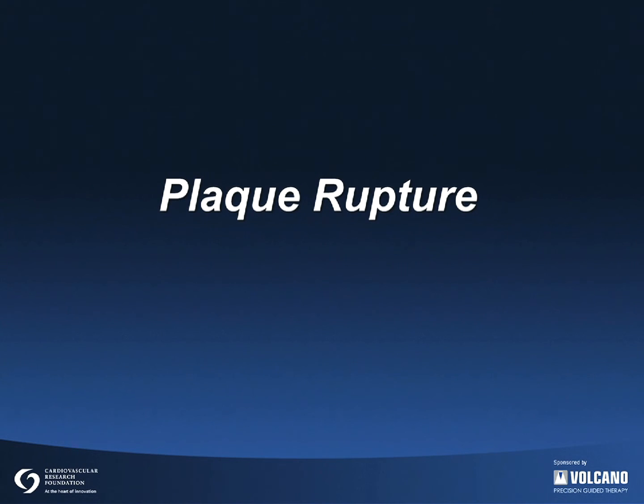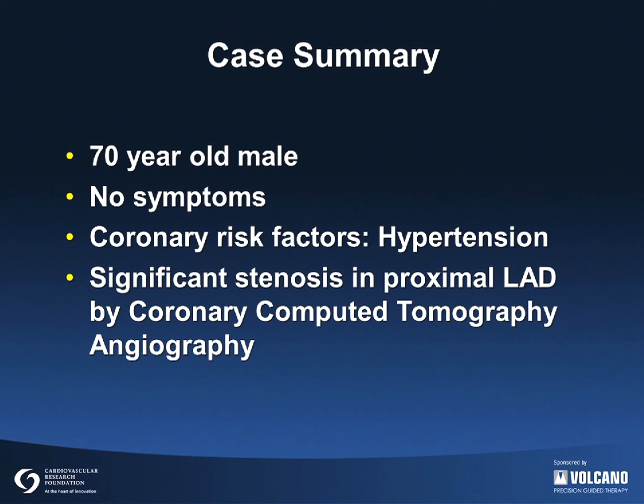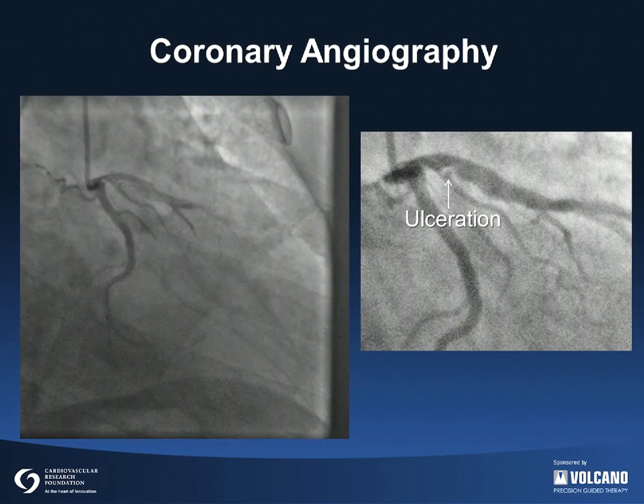This is an IVUS case illustration of a plaque rupture. A 70-year-old asymptomatic male was admitted to the hospital based on findings from coronary computed tomography angiography that showed a significant stenosis in the proximal left anterior descending artery. His only coronary risk factor was hypertension.